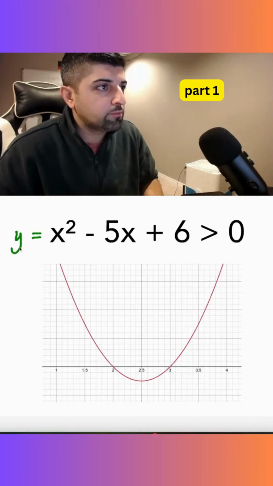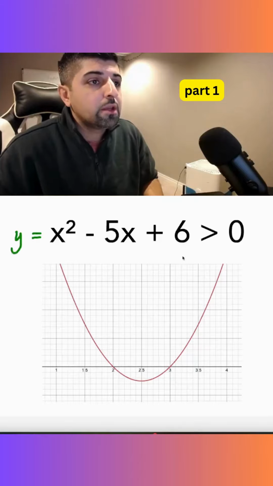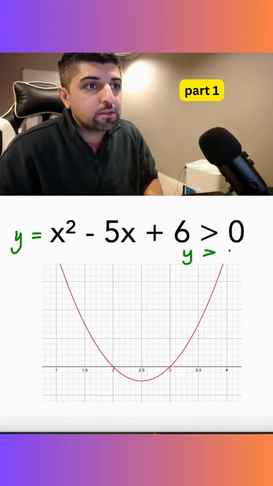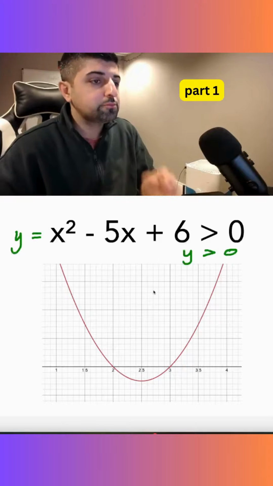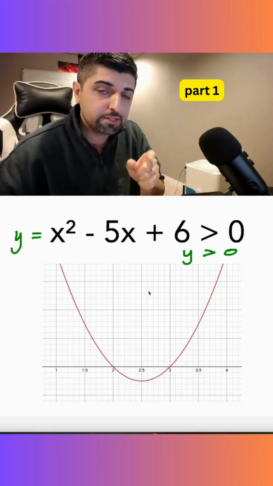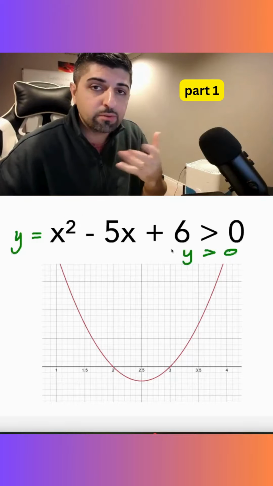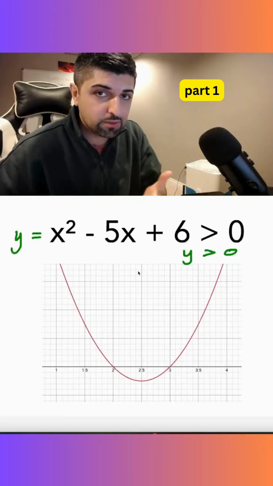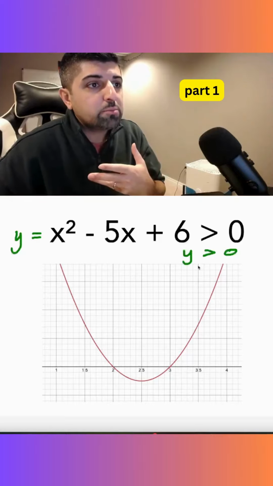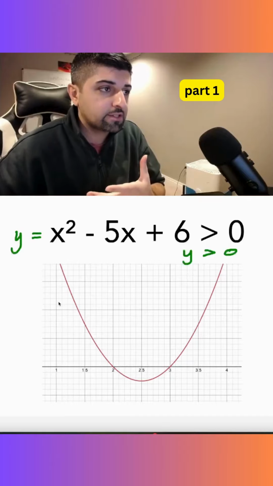We usually write y equals the quadratic. And in this case, it says y equals the quadratic greater than 0. In essence, this means y is bigger than 0. So you have to find all possible values of x that make this entire expression bigger than 0. In other words, that make y bigger than 0. Y bigger than 0 basically means above the x-axis.